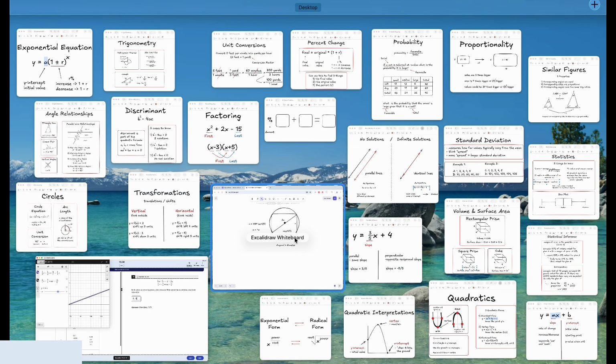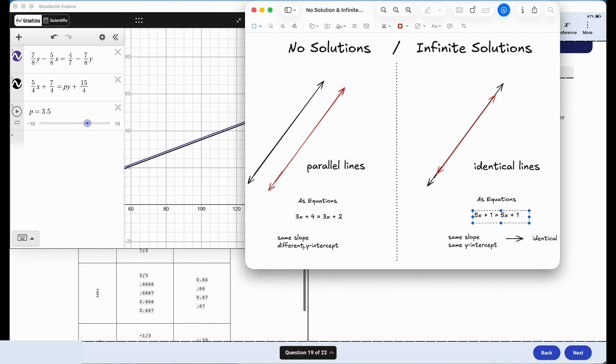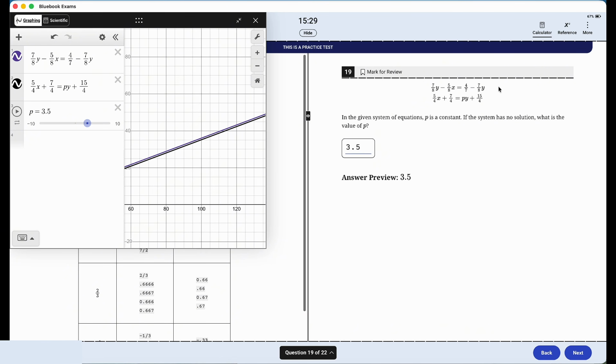Otherwise, if you want to do it more algebraically, this just means they're parallel, which means they're going to have the same slope. So you can algebraically just solve for the slope of each one and equate them to each other, right?